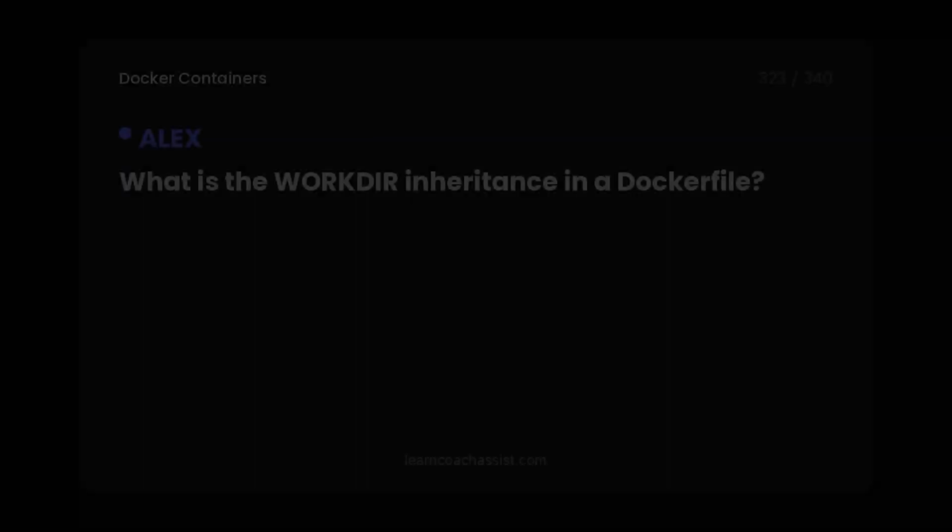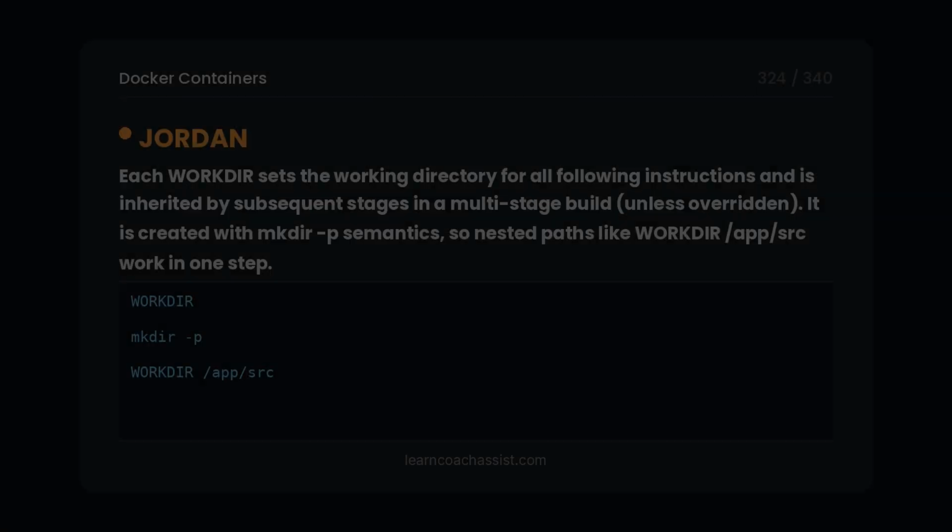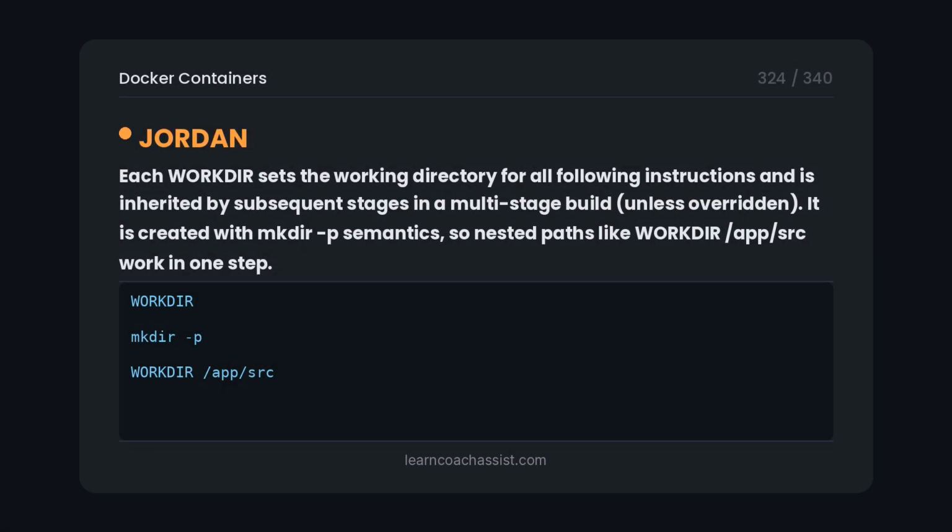What is the WORKDIR inheritance in a Dockerfile? WORKDIR sets the working directory for all following instructions and is inherited by subsequent stages in a multi-stage build, unless overridden. It is created with mkdir -p semantics, so nested paths like WORKDIR /app/src work in one step.